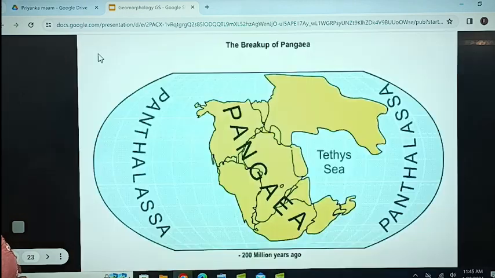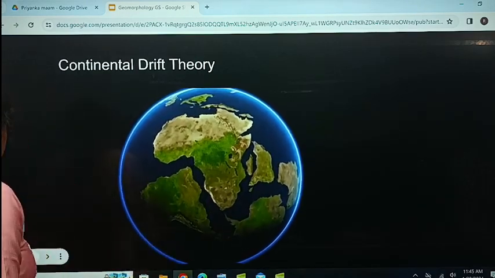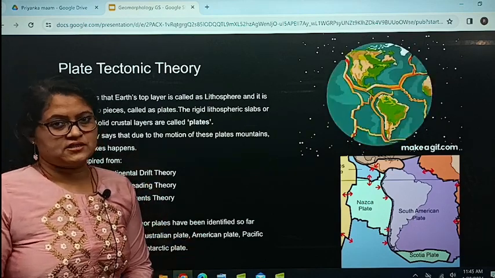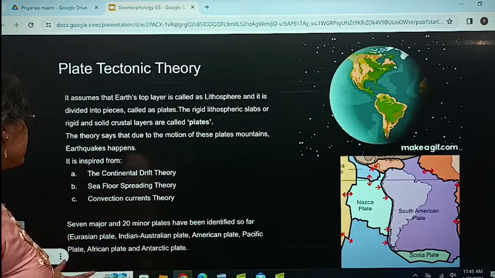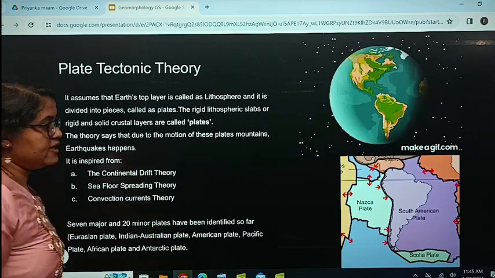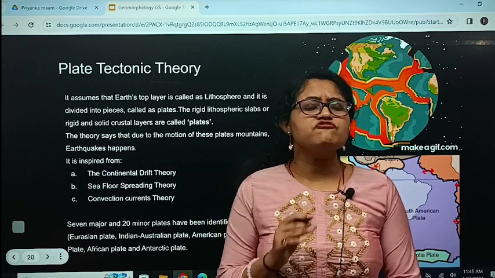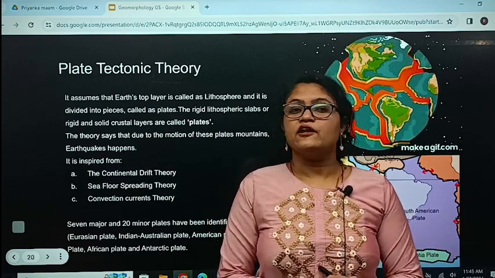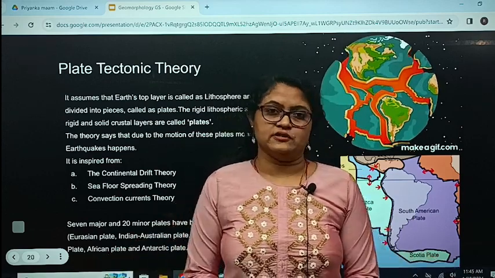Plate tectonics divides the lithosphere into small slabs called plates. There are 7 major and 20 minor plates. The major plates are the Eurasian, Indian, Australian, American, Pacific, African, and Antarctic plates, and a few minor plates. This plate interaction is going to tell us more, but first let us answer the question: why do the continents move? First of all, Alfred Wegener did not have a clear understanding of the internal structure of the earth.